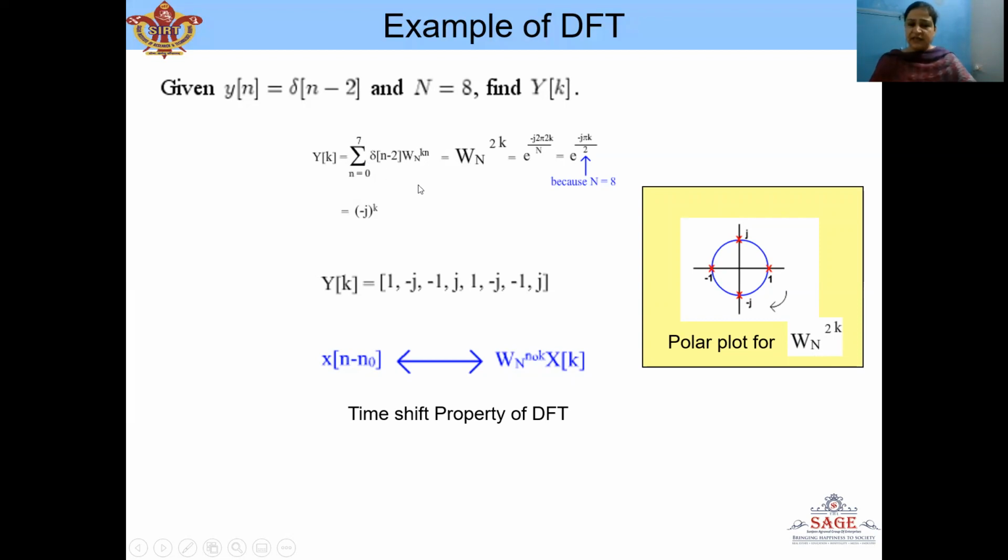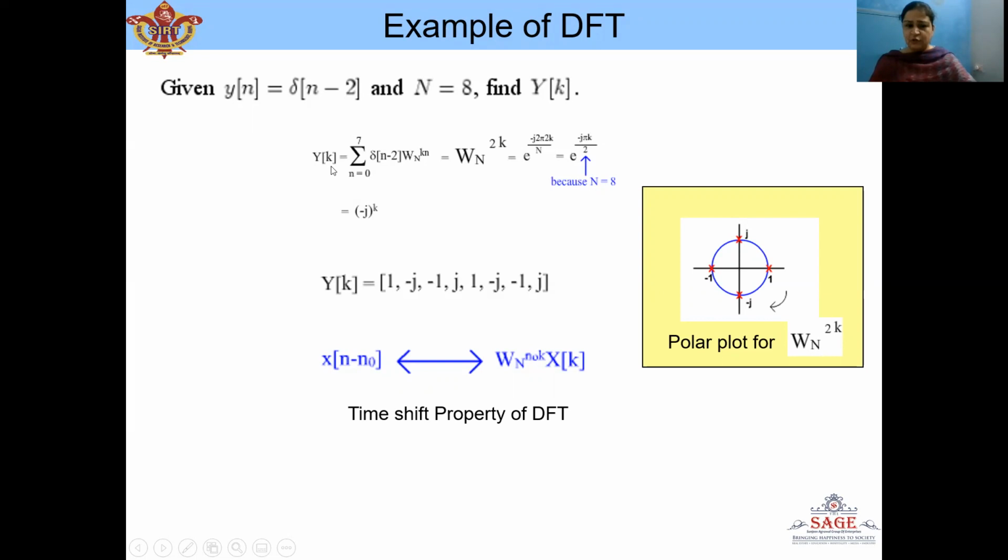We know that the area under the unit impulse function is always unity, so we will be left with only W_N^(2k). Now, substituting the value of W_N, which is e to the power minus j 2 pi by N, the numerator and denominator terms get cancelled. So I get e to the power minus j pi k by 2. Now, if I evaluate this, I get (minus j) raised to the power k.